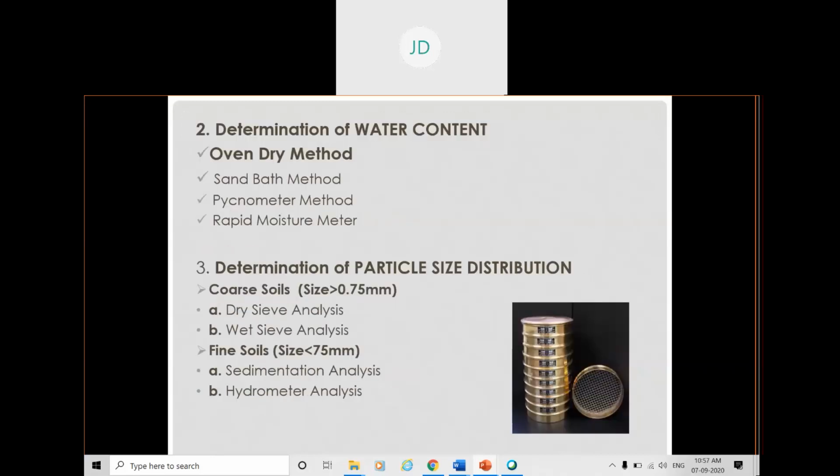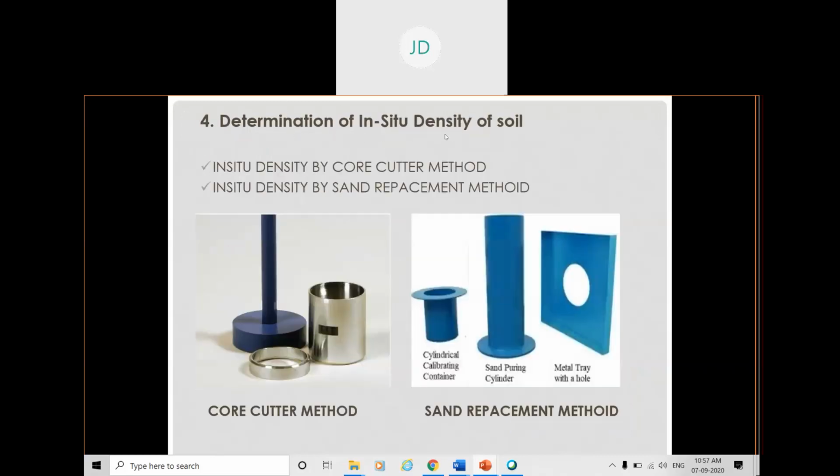Next we have the determination of in situ density of soil. We already discussed what density is: mass per volume of a soil. In situ density means density at the field. We can find the actual density of soil in the field using two methods: the core cutter method and the sand replacement method. Here you can see the diagrams of the two apparatus, the core cutter apparatus and the sand replacement apparatus. Both are available in our laboratory, but generally we use the core cutter method for practice.